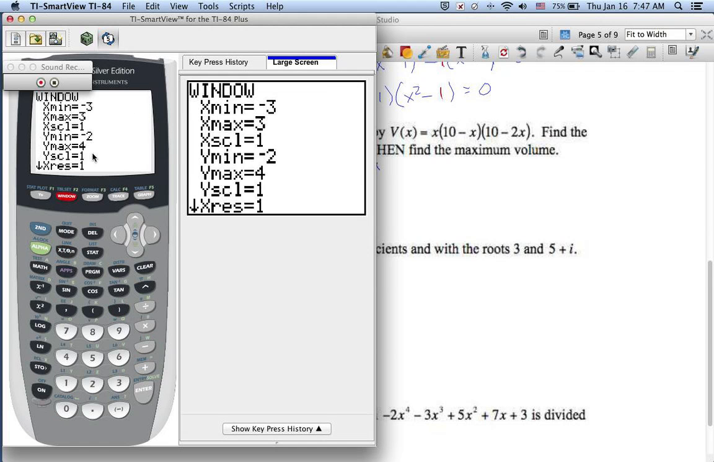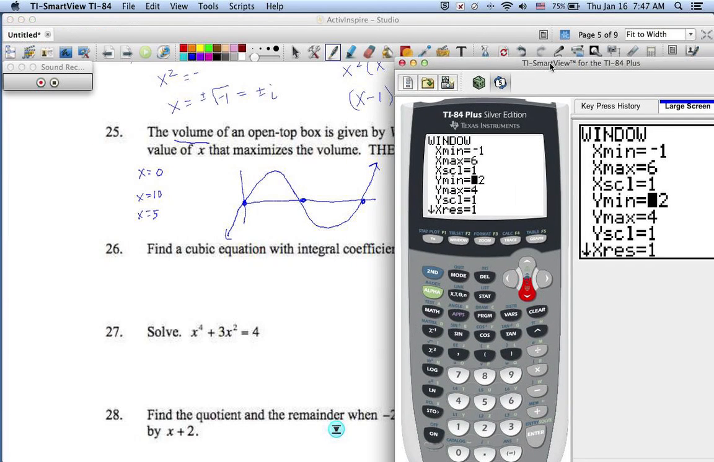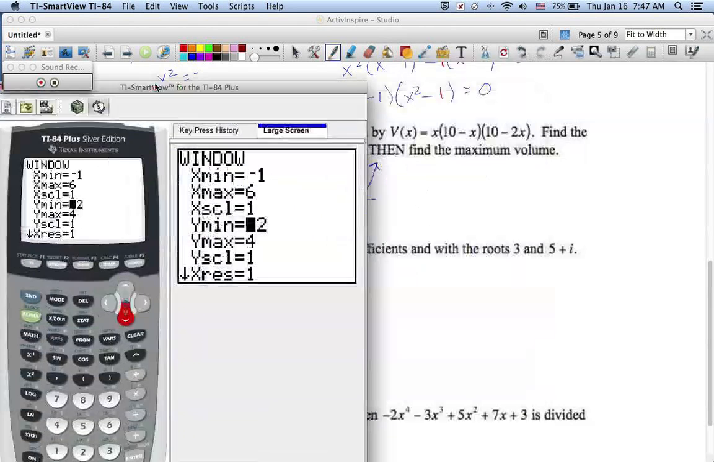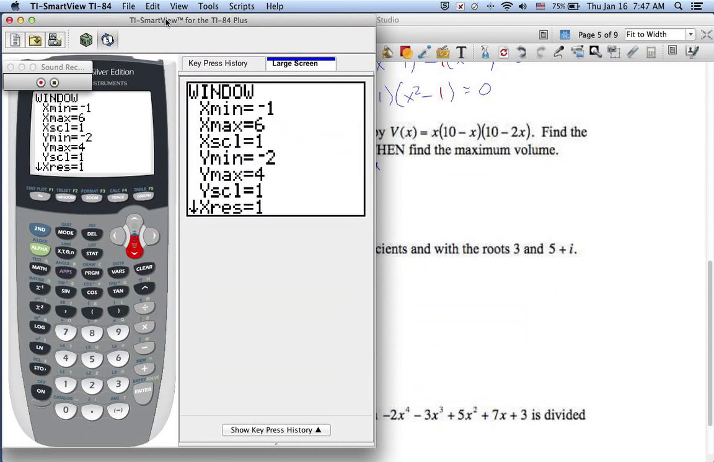Window, 0 to 5, so I'm going to go negative 1 to 6. Give myself a little breathing room, as I call it. And now, we're going to guesstimate, based on our graph, that the highest point occurs somewhere between 0 and 5, like at 2.5. Well, 2.5 is kind of annoying to plug in here. It's actually not too bad, especially since I have a calculator here.